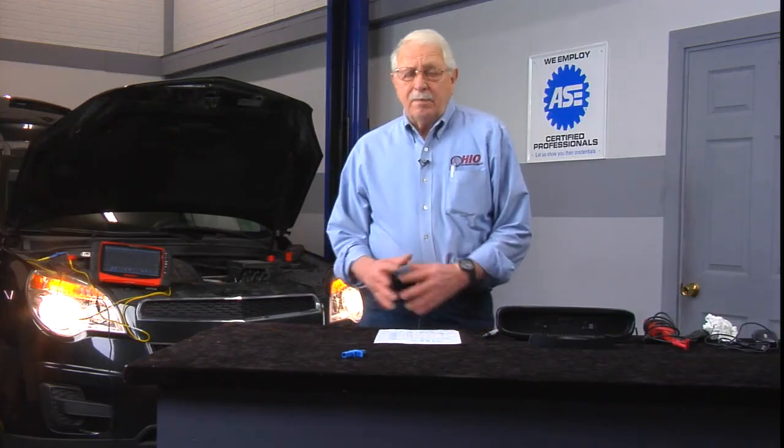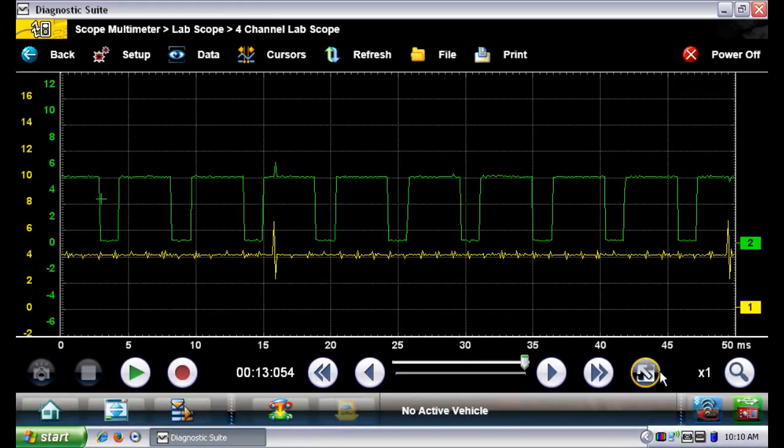If you look at my lab scope pattern right now, you can see the green trace looks to be a duty cycle signal. Humidity is calculated off the duty cycle. Looks to be about 80% duty cycle on the high side and about 20% on the low side. And the yellow trace is the throttle inlet air pressure sensor, and it looks to be about 3.9 volts.